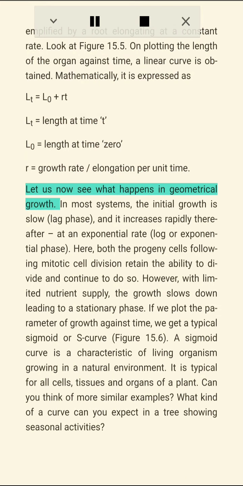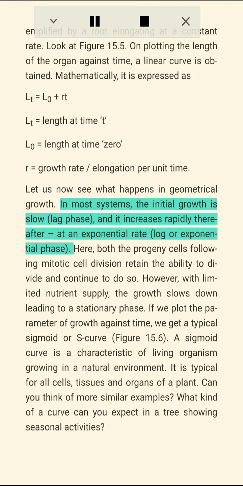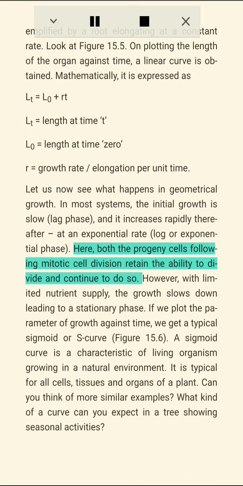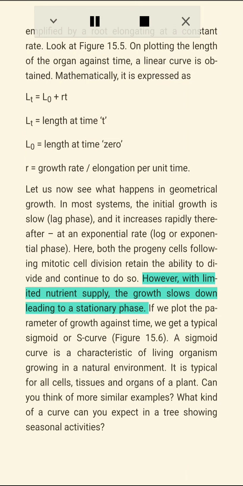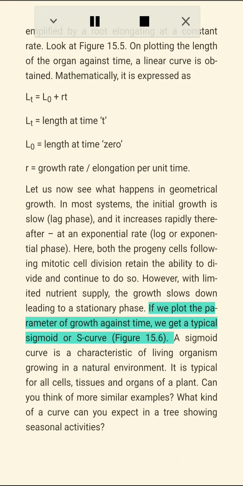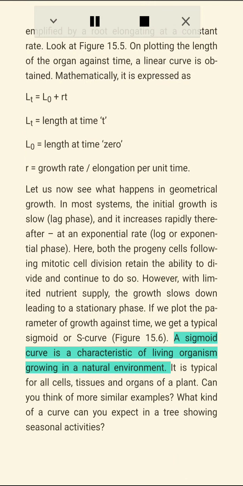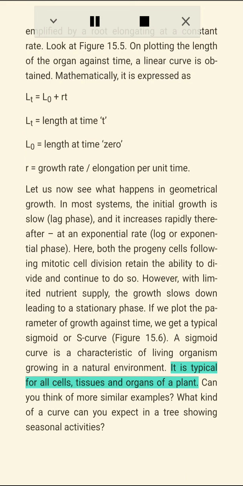Let us now see what happens in geometrical growth. In most systems, the initial growth is slow, the lag phase, and it increases rapidly thereafter, at an exponential rate, the log or exponential phase. Here, both the progeny cells following mitotic cell division retain the ability to divide and continue to do so. However, with limited nutrient supply, the growth slows down, leading to a stationary phase. If we plot the parameter of growth against time, we get a typical sigmoid or S-curve. Figure 15.6.